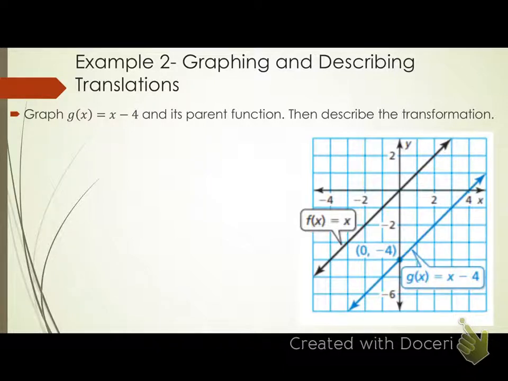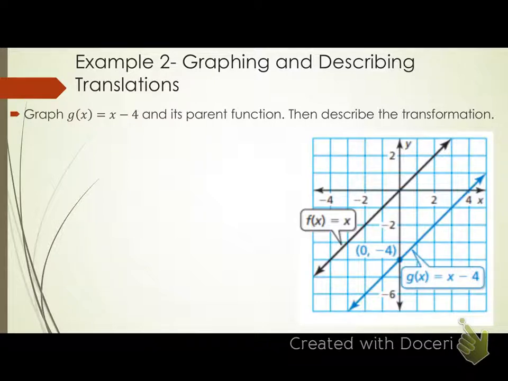What form of an equation is that in? Back to algebra 1 terms here. Slope-intercept form. You guys remember that? Y equals mx plus b. M represents my slope, so the number times x is my slope. The b, the constant, is my y-intercept. So g of x equals x minus 4 is in slope-intercept form. What's my y-intercept?